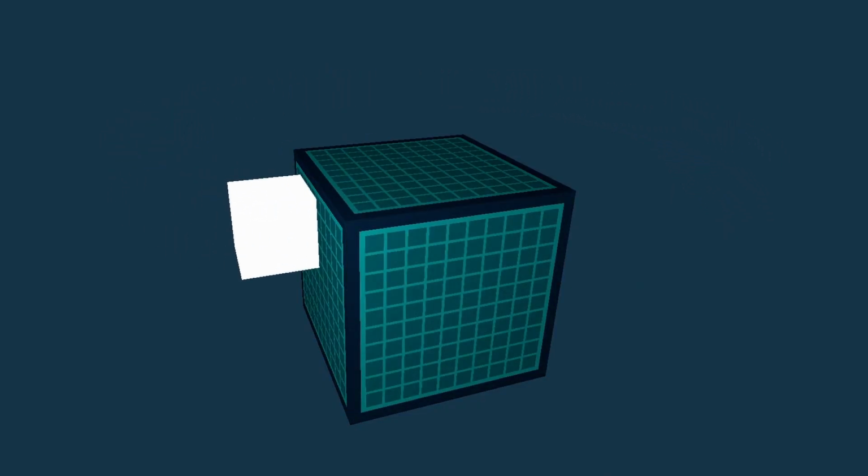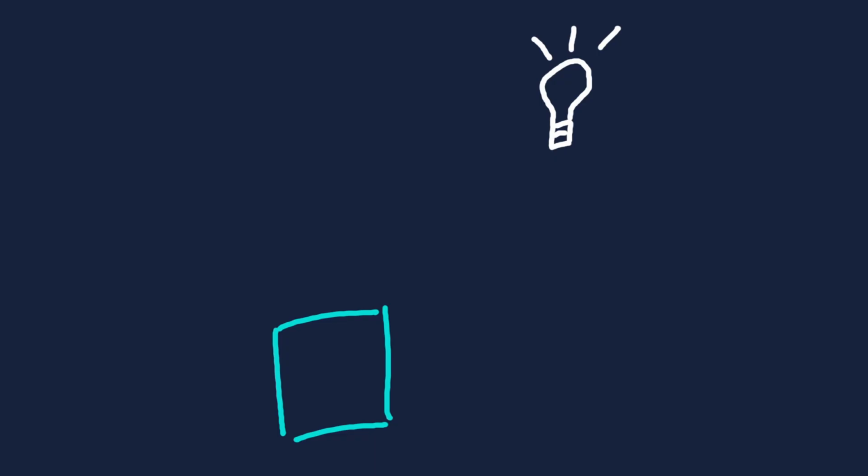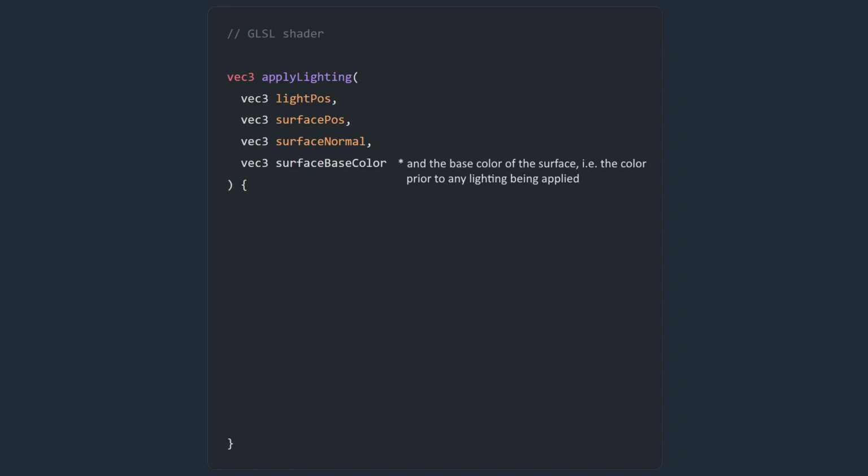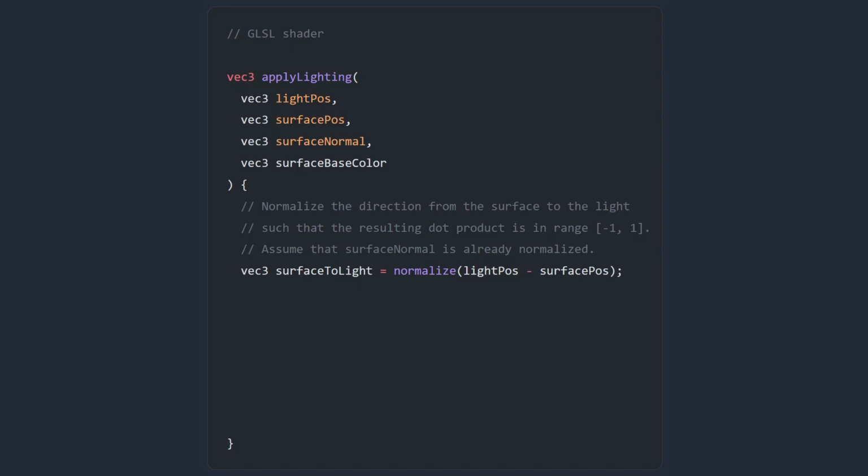In graphics programming, this property is used to calculate the effects of directional lighting. The dot product between a surface's normal vector, or the direction perpendicular to the surface, and the direction toward a light source determines the brightness of that surface. In our game's shader code, we'll take the position of a light, the position of a fragment on the surface, and the surface normal as inputs. First, we'll calculate the normalized direction vector from the surface fragment to the light. Then, assuming the surface normal is already length 1, the dot product between these vectors gives us the brightness value.